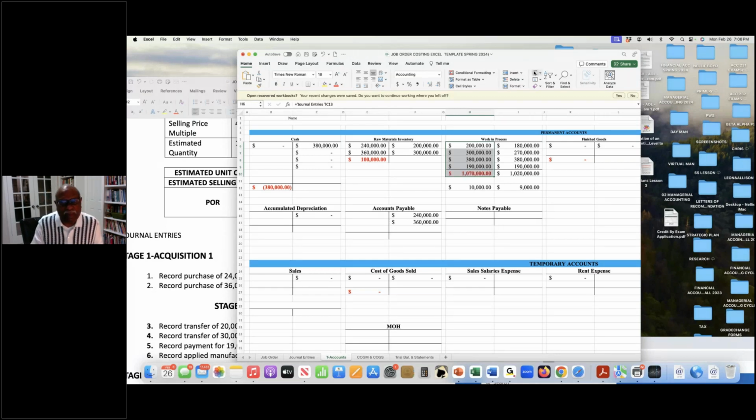Okay. Sometimes there will be a formula in here. If it doesn't look right, then you have to go in here and clear it out. Okay, so we're going to transfer the finished goods. How many units? 1,020,000. Okay. And that relates to a million. That's 9,000 units. Okay.